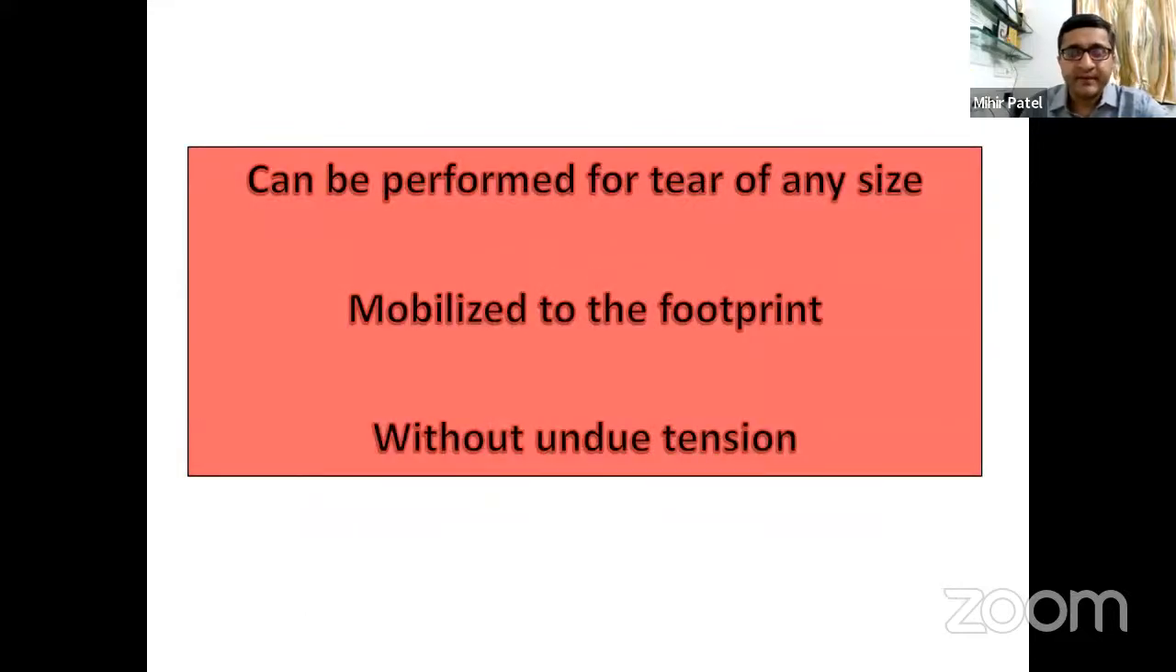So you have to understand that either a single row or a double row can be performed for any tear size. So it's going to be your choice, depending on the amount of mobilization of the rotator cuff you can do. But remember, most important is whatever repair you do, a single row or a double row, it should be done without any undue tension, because any tension in your repair is going to fail.